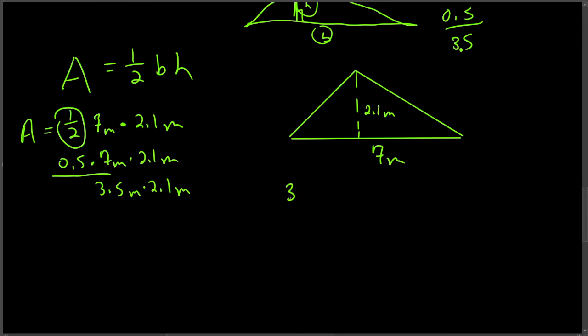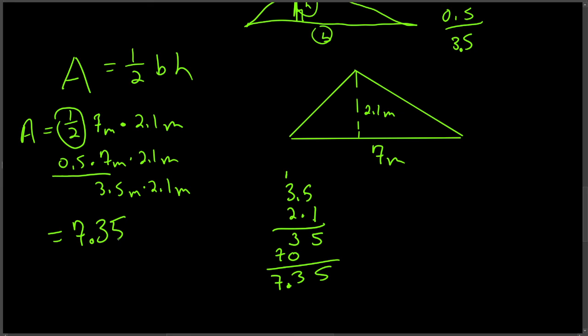So I'll do 3.5 times 2.1. 1 times 5 is 5. 1 times 3 is 3. 2 times 5 is 10, carry my 1. 7, 3, 5. And now I count up my decimal places. There were 2. And so the area is 7.35 meters squared.